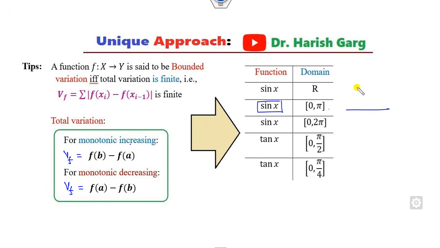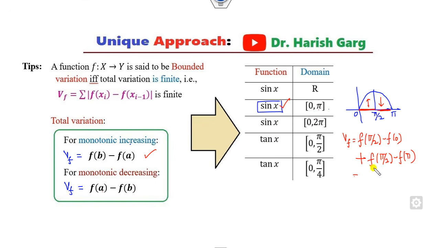If I look at the graph of this, it goes from 0 to pi over 2 to pi. Look at that, in this case it is increasing, in this case it is decreasing. What is the bounded variation of this? Over this case, firstly it is increasing, so f of pi by 2 minus f of 0, plus over this case it is decreasing, then f of a minus f of b. So what is f here? Sin pi by 2 is 1, sin 0 is 0, 1 minus 0, so 2 is the variation of this.